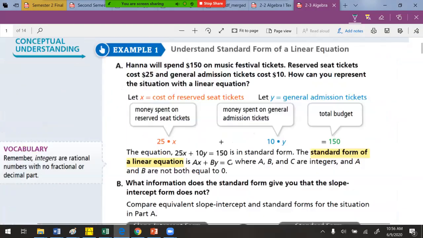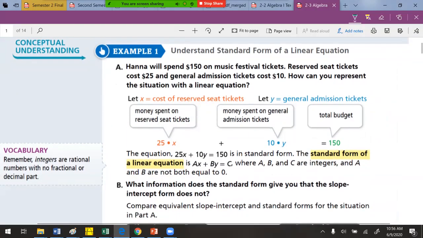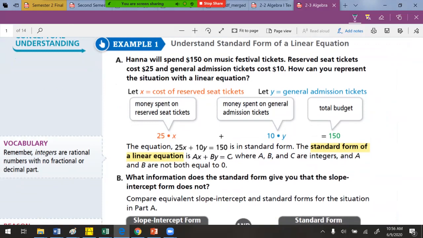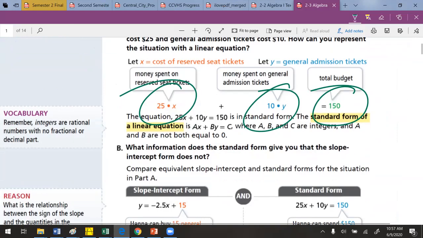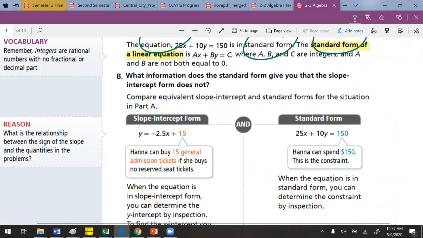It's gonna be that simple, ladies and gentlemen, okay? So let's look at this example here. Hannah will spend $150 on music festival tickets. Reserved seat tickets are $25 and general admission is $10. How can you represent the situation with the linear equation? Well, every reserved ticket is $25. Every standard is $10. You want to spend $150, bing, bang, boom. You make your equation, okay?